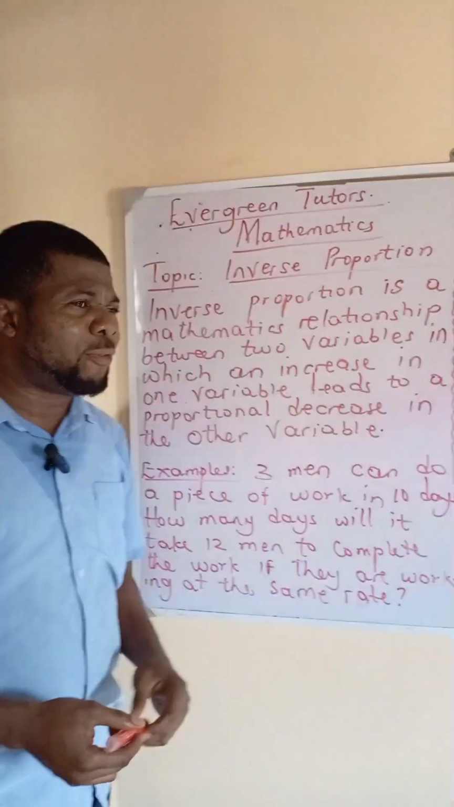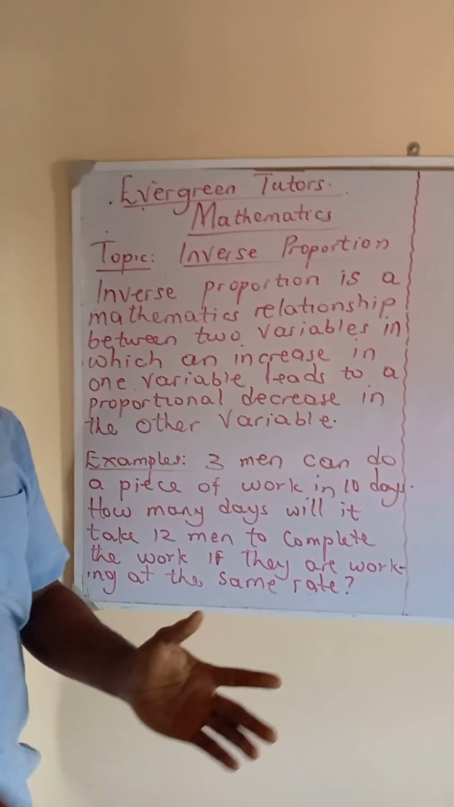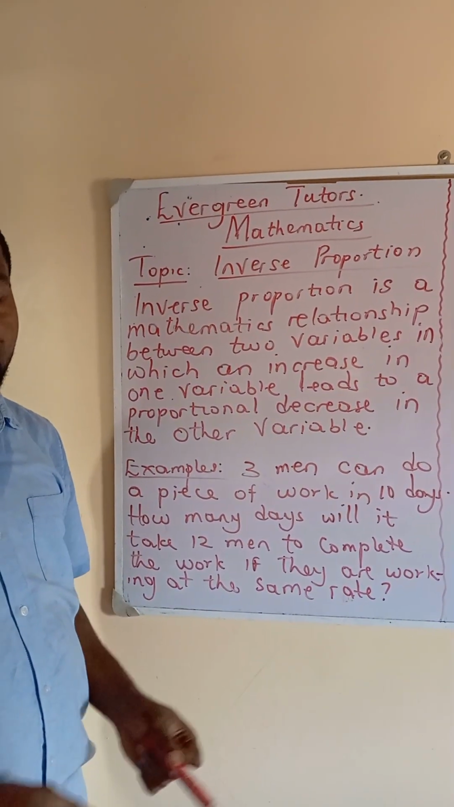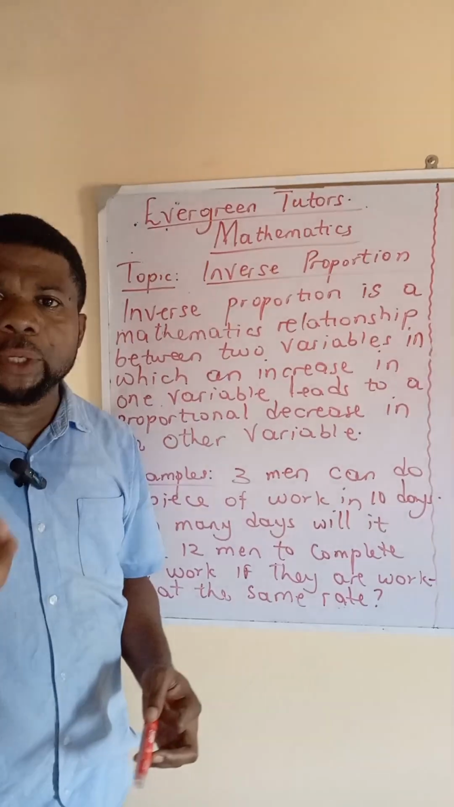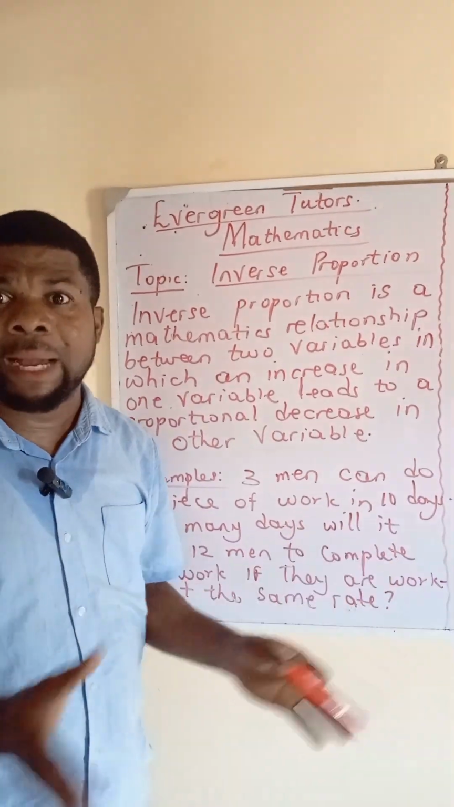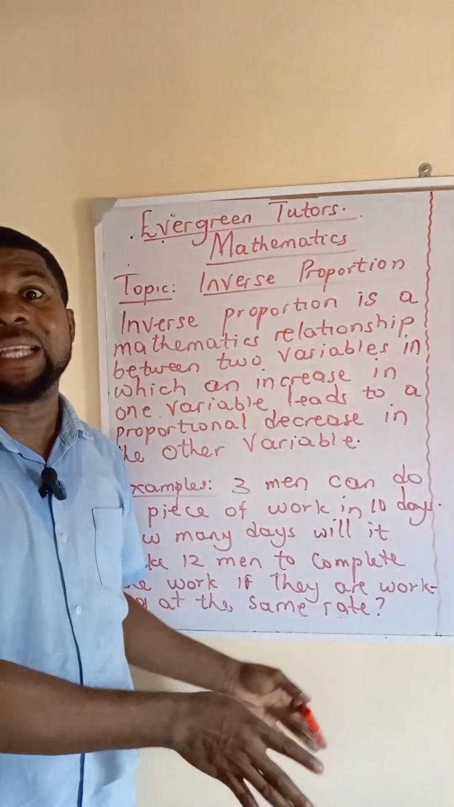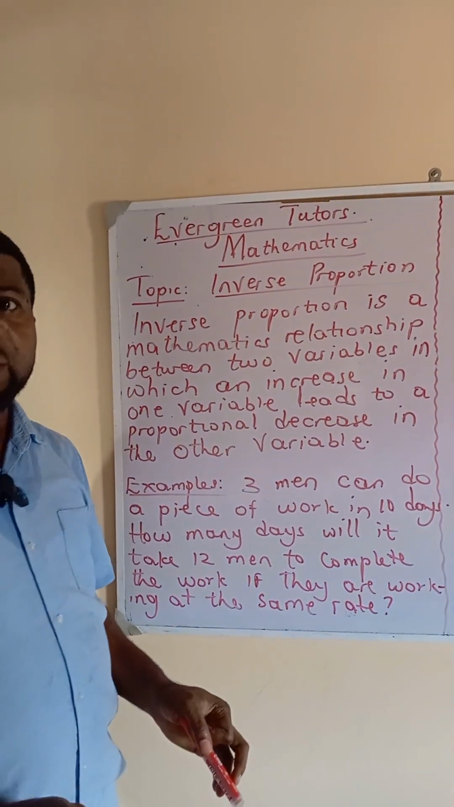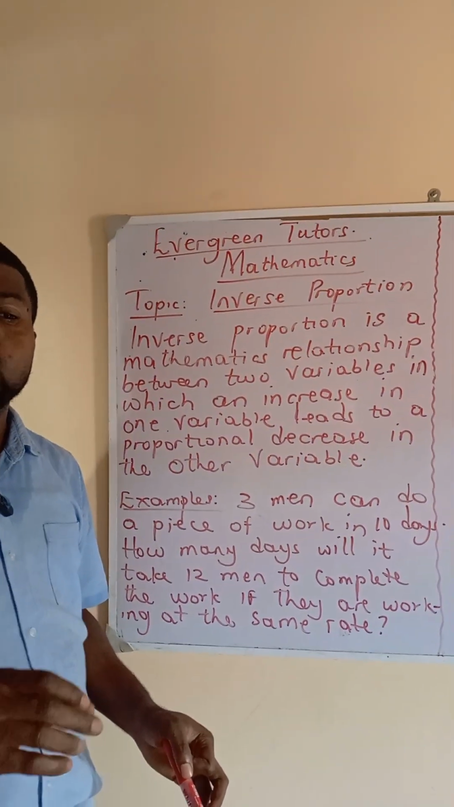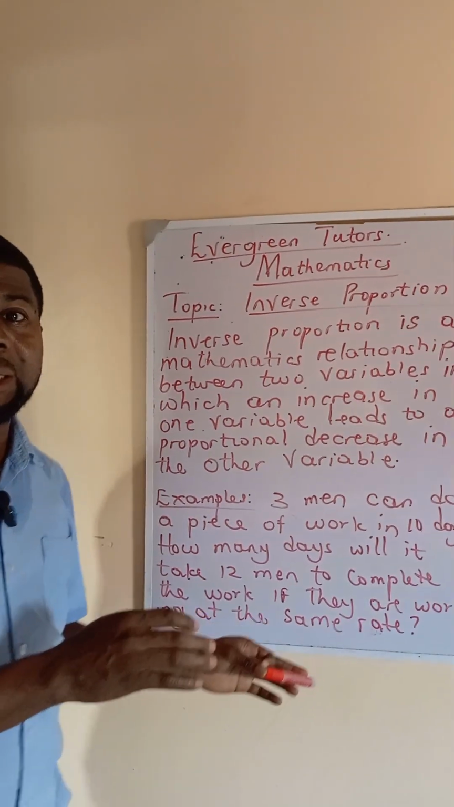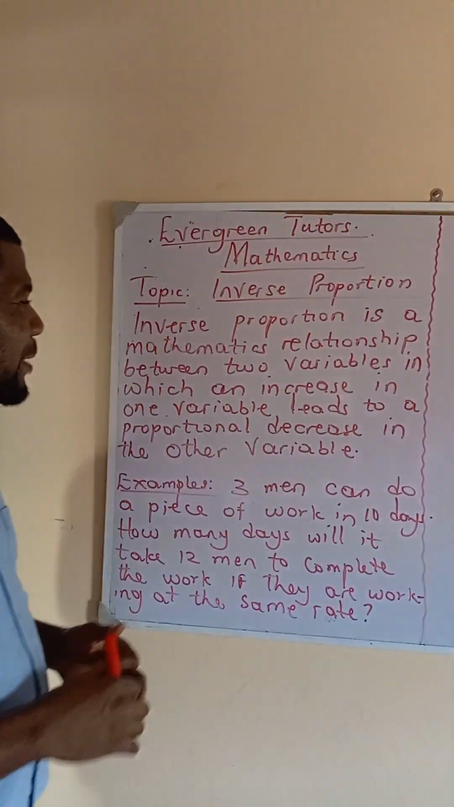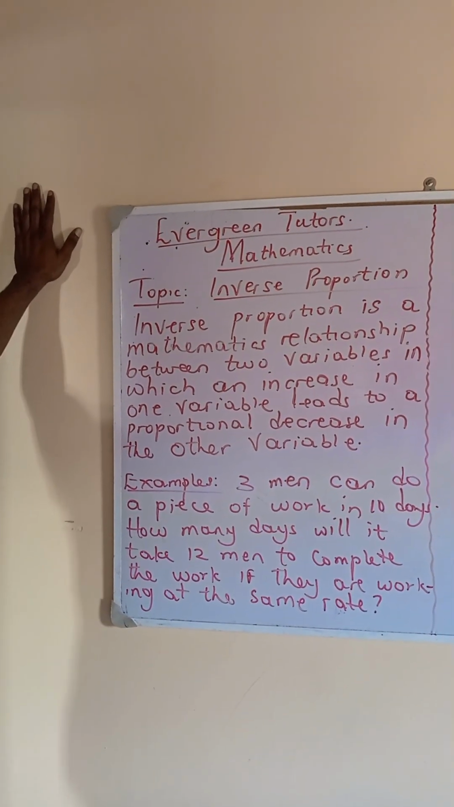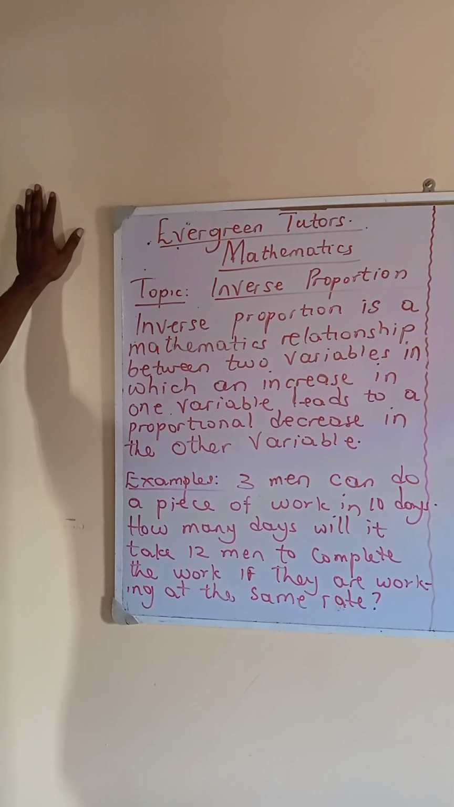Now, let's take, for example, I asked 5 men or 5 boys to sweep a room for me. The time it will take them to sweep the room will be less because they are many, they are 5. So it will take less time to complete the task. But if I say one boy should come and sweep the room for me, that boy will take more time to sweep the room compared to the less time 5 boys will take. That is what it means by inverse proportion. Now let's look at the question on the board. 3 men can do a piece of work in 10 days.